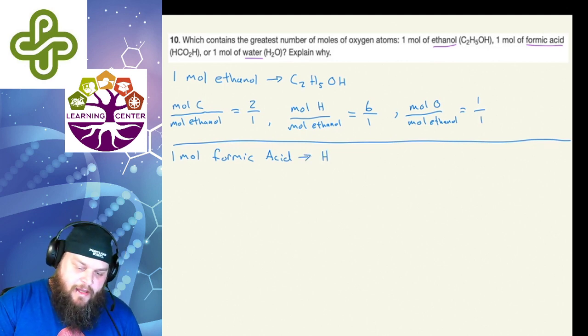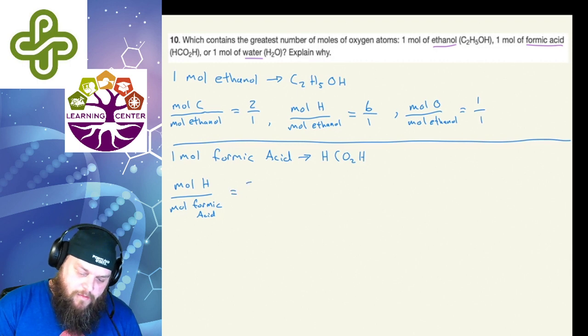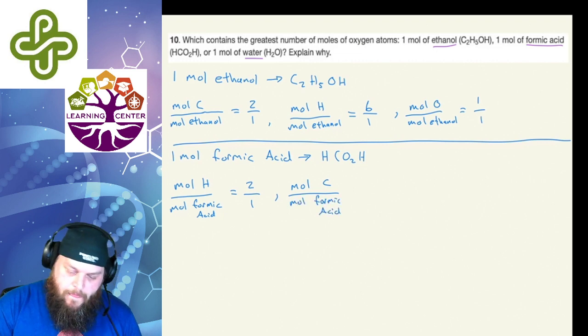So formic acid is HCO2H. And we can look at the hydrogens first. For each mole of hydrogen per mole of formic acid, we have a ratio of 2-to-1. The same is going to be true when we look at carbon: the mole of carbon per mole of formic acid. This ratio is 1-to-1, because there's 1 carbon for each of the molecules.